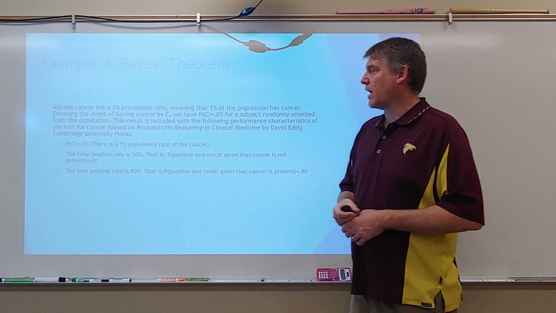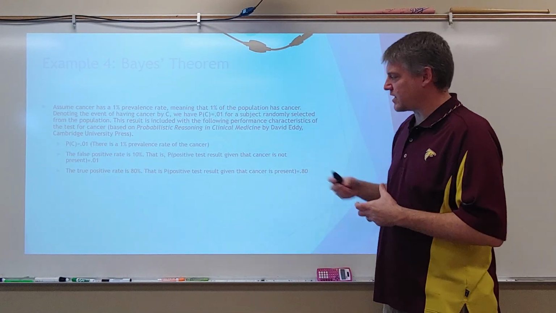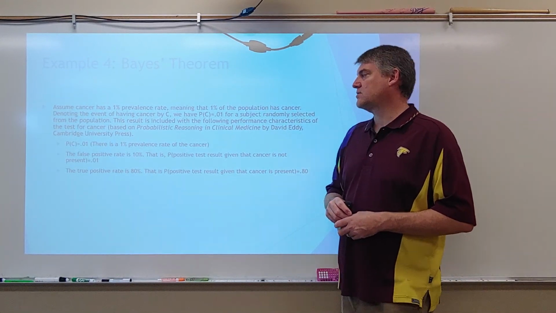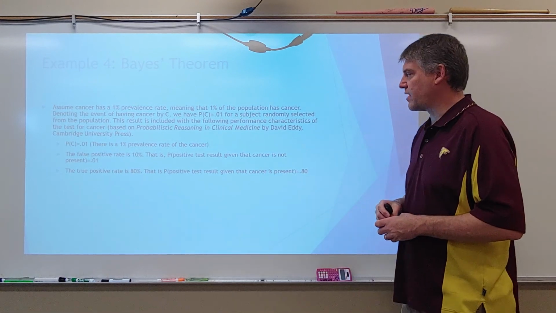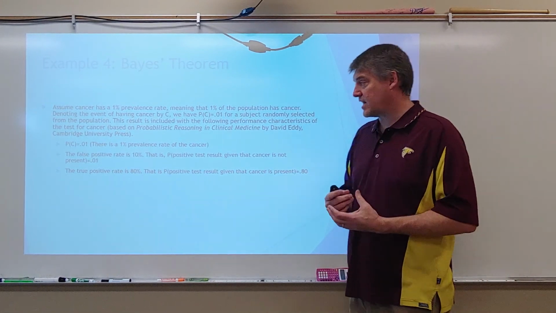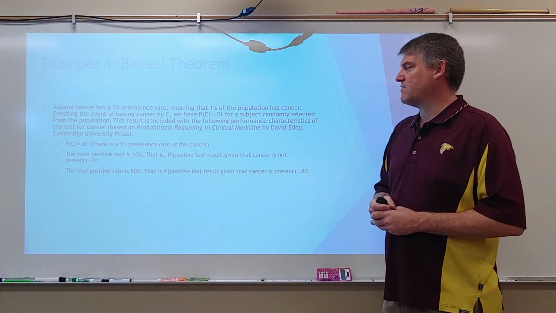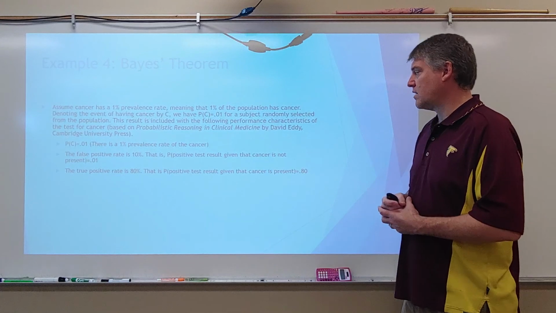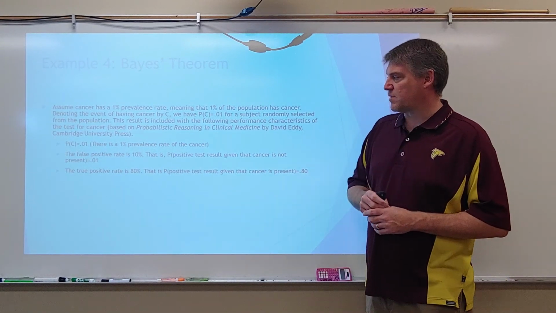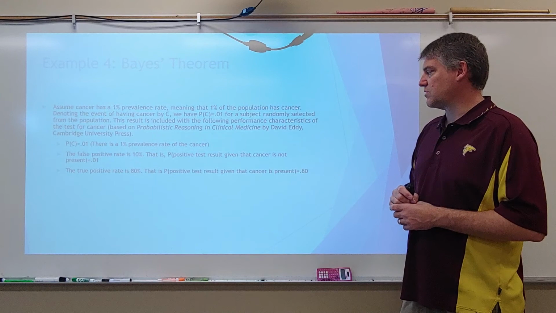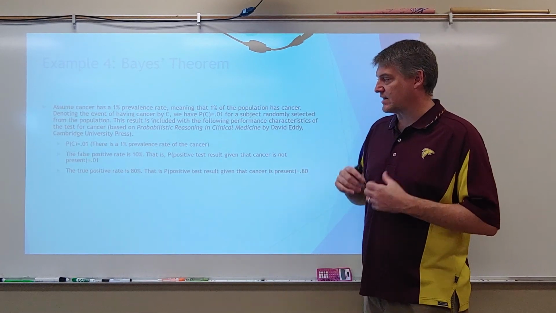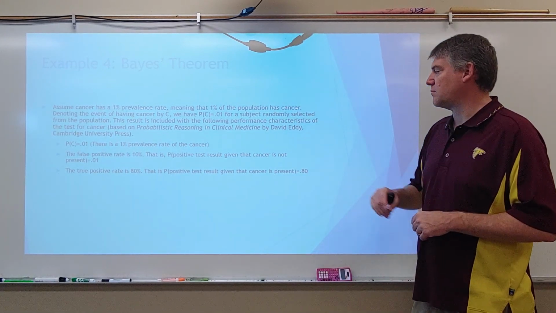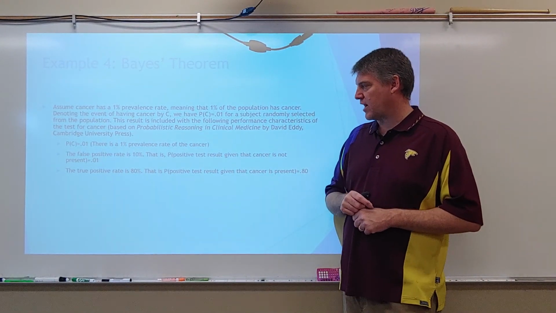Example 4. We're going to start using Bayes here. We're not really going to talk about what it is, we're just going to look at it. Assume cancer has a 1% prevalence rate, meaning that 1% of the population has cancer. Denoting the event of having cancer by C, we have probability of C equals 0.01. For a subject randomly selected from the population, this is combined with the following performance characteristics of the test for cancer, based on Probabilistic Reasoning in Clinical Medicine by David Eddy, Cambridge University Press.